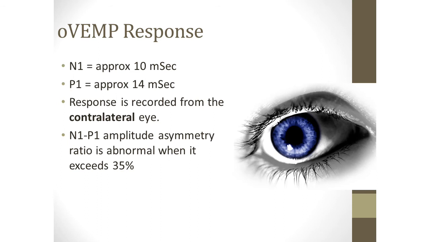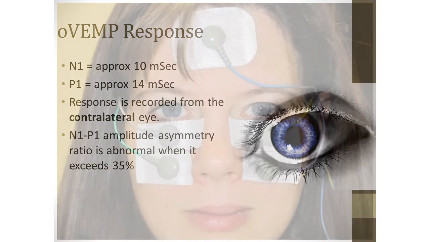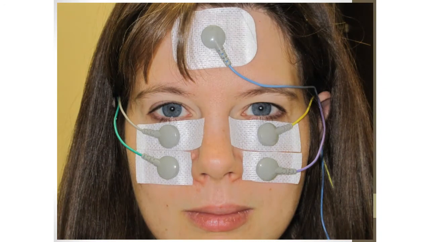And you're going to get a response that's a little bit different. You got two peaks. The first one, we call it N1. That's going to occur somewhere around 10 milliseconds. P1, the positive peak, is going to occur somewhere around 14 milliseconds. And it's recorded from the contralateral eye, not the ipsilateral. So it's a little bit different than we're used to. And the same thing, the amplitude ratio is what matters, and it would have to be greater than 0.35 or 35% to be significant. How do you place the electrodes? Just like this.